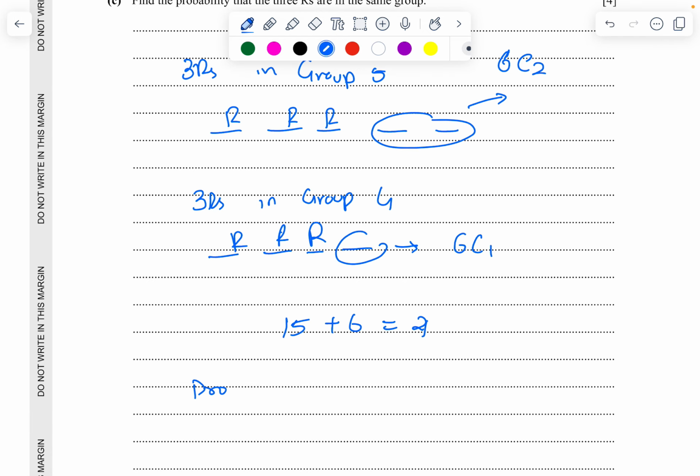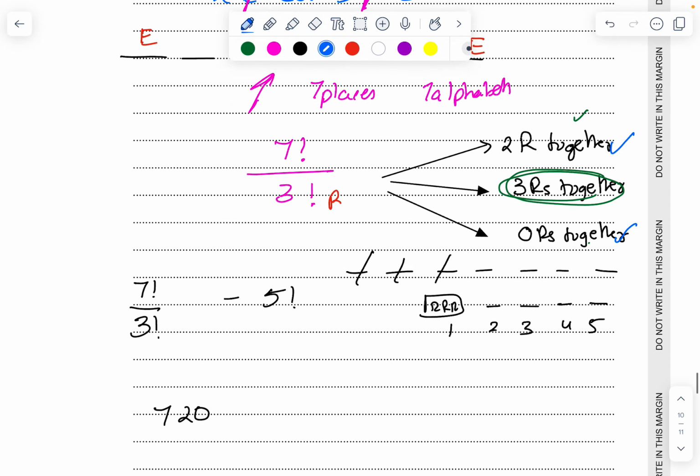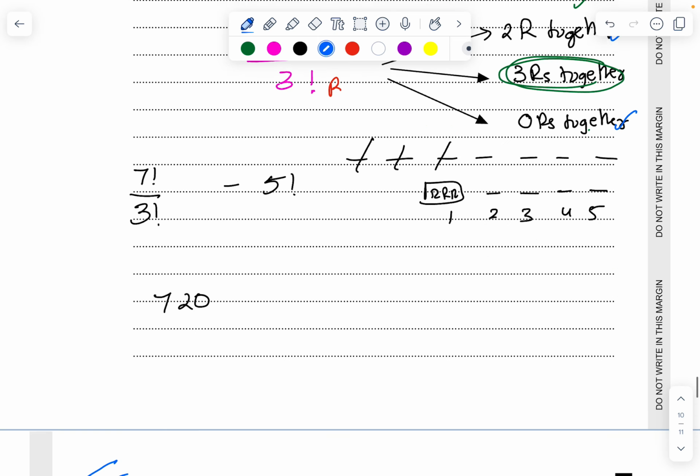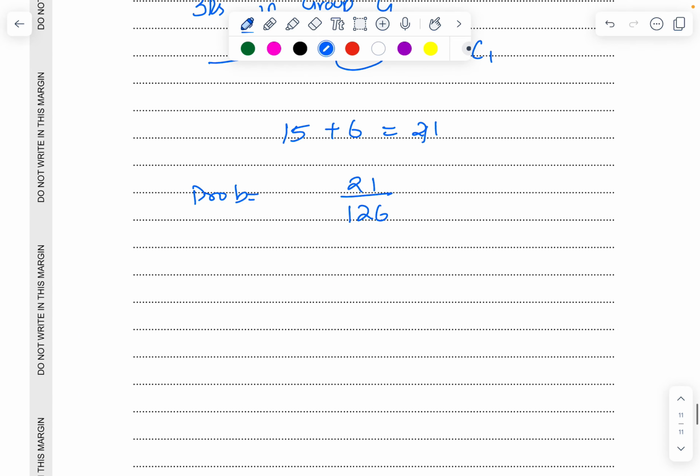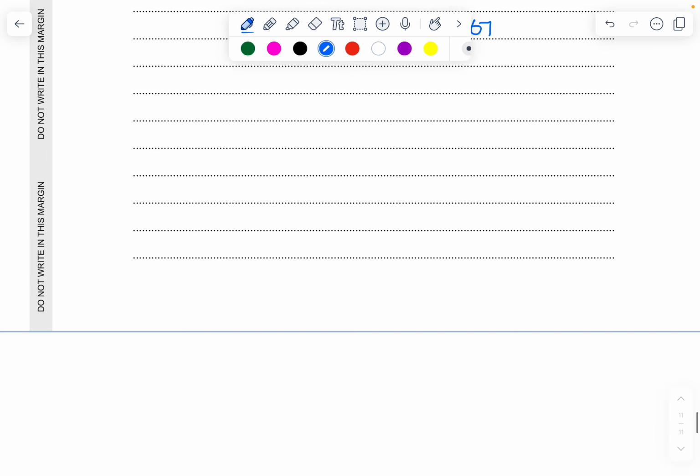But what is being asked? Probability is asked: 21 divided by the total number of ways. The total number of ways is 126, which I think we have already found. The total number of ways of splitting into two groups is 9C5, which is 126. Simplify this and it is 1 upon 6, or 0.167. That's going to be the answer.